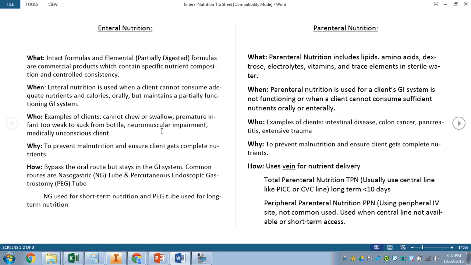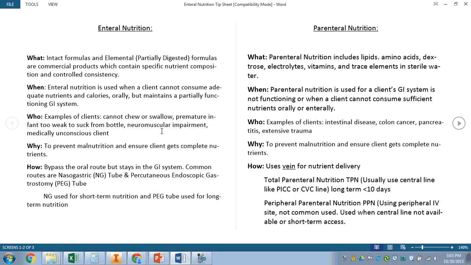Parenteral nutrition. Let's look on my screen, on the left. What is it? Parenteral nutrition includes lipids, amino acids, dextrose, electrolytes, vitamins, and trace elements in sterile water. So it can include all their nutrition. Pharmacy prepares this for us to administer, and nurses administer it. Parenteral nutrition is used for a client when their GI system is not functioning, or when a client cannot tolerate sufficient nutrients orally or enterally.